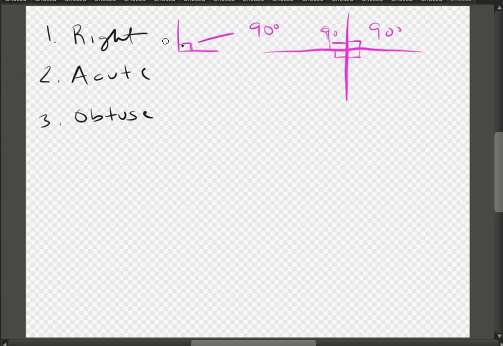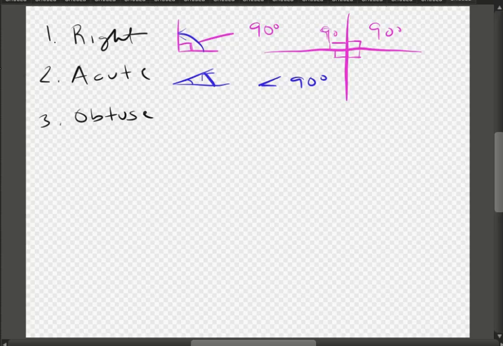Now let's take a look at acute angles. Acute angles look something like this. Now as you can see, it would take very little for this line to move and join this line, unlike a right angle where it takes significantly more than an acute angle. So this is an angle which is less than 90 degrees. Its mouth is a lot narrower than a right angle.